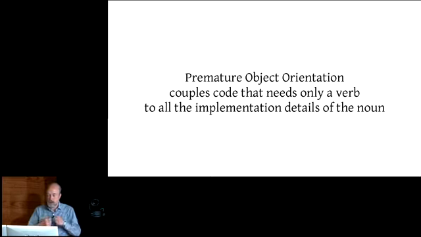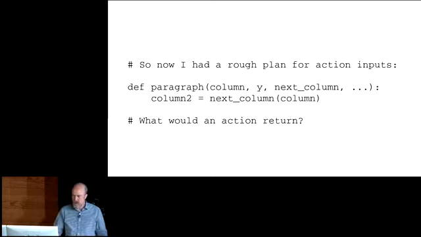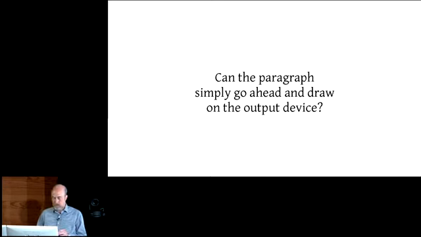Premature object orientation couples code that needs only a verb to all the implementation details of the noun, because you receive the whole thing. And so, because of some restraint that I've learned over my career, I simply passed the callable next column that generates new space in the document. I now had a rough plan for an action's inputs. All right, what now will an action return?